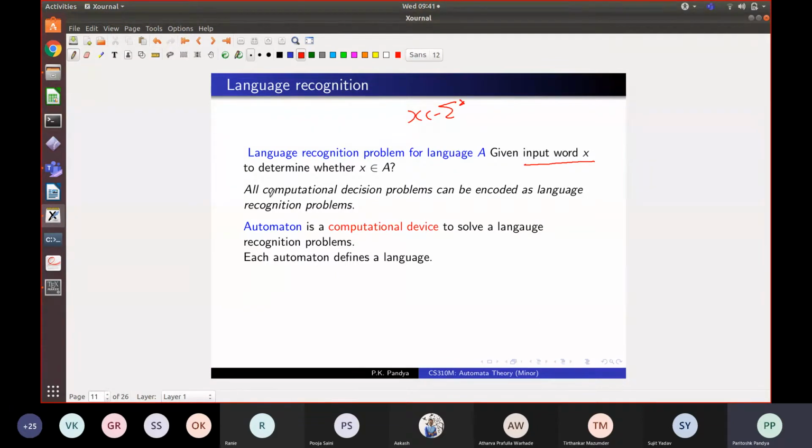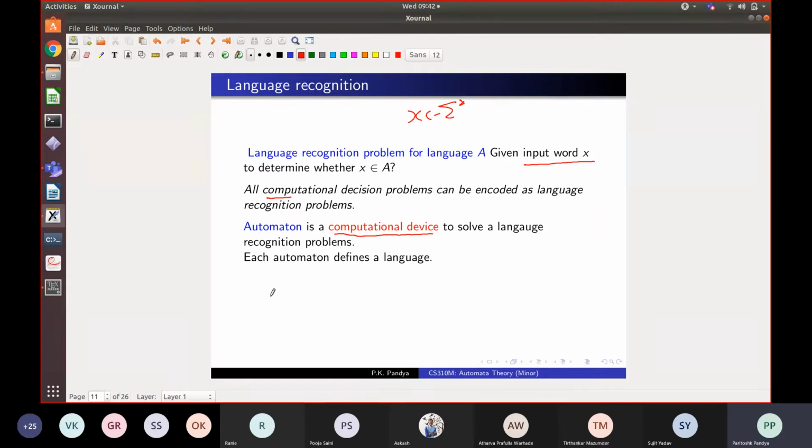And what we want to do is determine whether X belongs to A, and we want to do this by a kind of computer. So we want to solve this language recognition problem by a computational device. And such a device is called an automaton, right? So what will this automaton do? It will take this word X and determine whether X belongs to the language or not. So it will scan the word and at the end it will tell you yes or no. Yes means the word is in the language, word is accepted by the automaton, and no means the word is not accepted by the automaton.